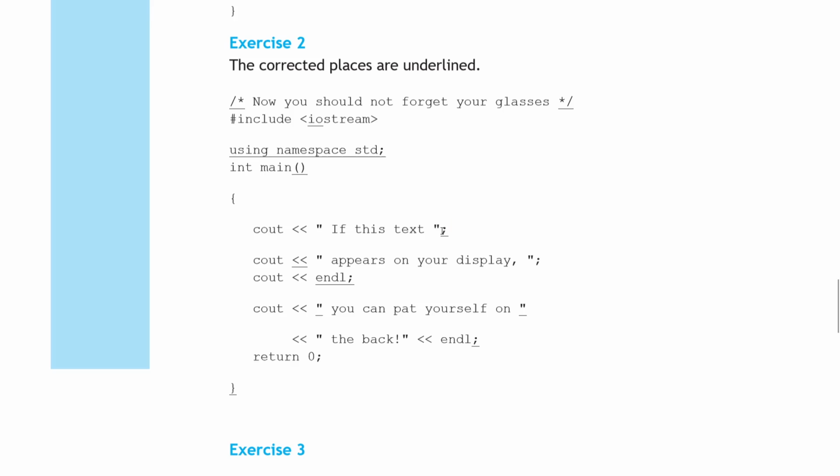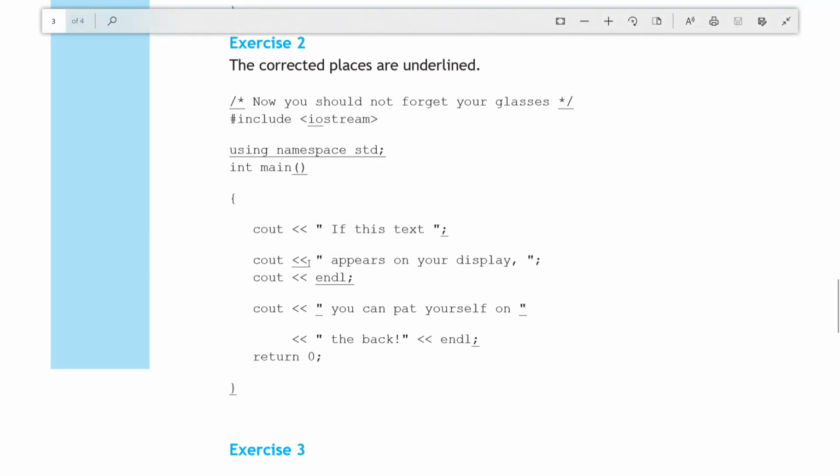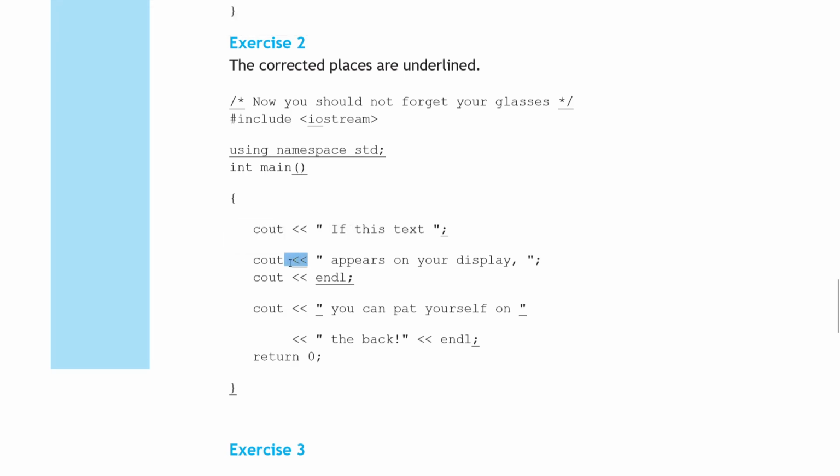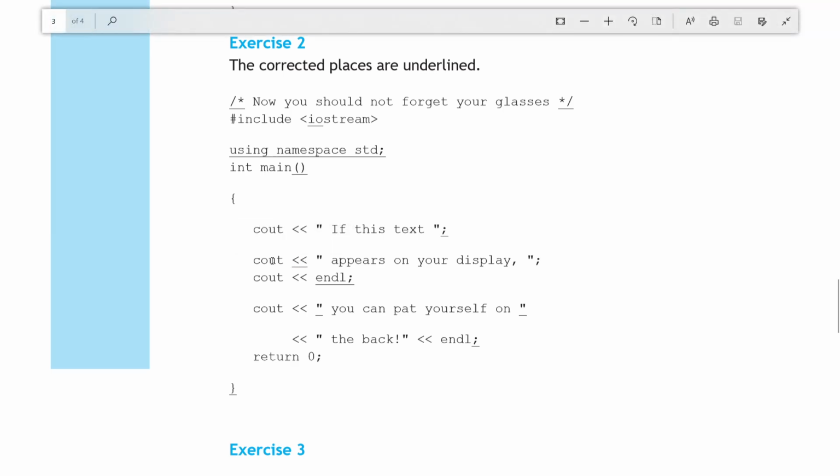Okay. For the next one, we had these arrows facing to the right, which actually makes it the extraction symbol, or the extraction operator. And it's for extracting data, so for entering data into the stream, rather than just outputting it, so displaying it essentially. So we need to make sure it's facing to the left if we're going to be using it with cout.